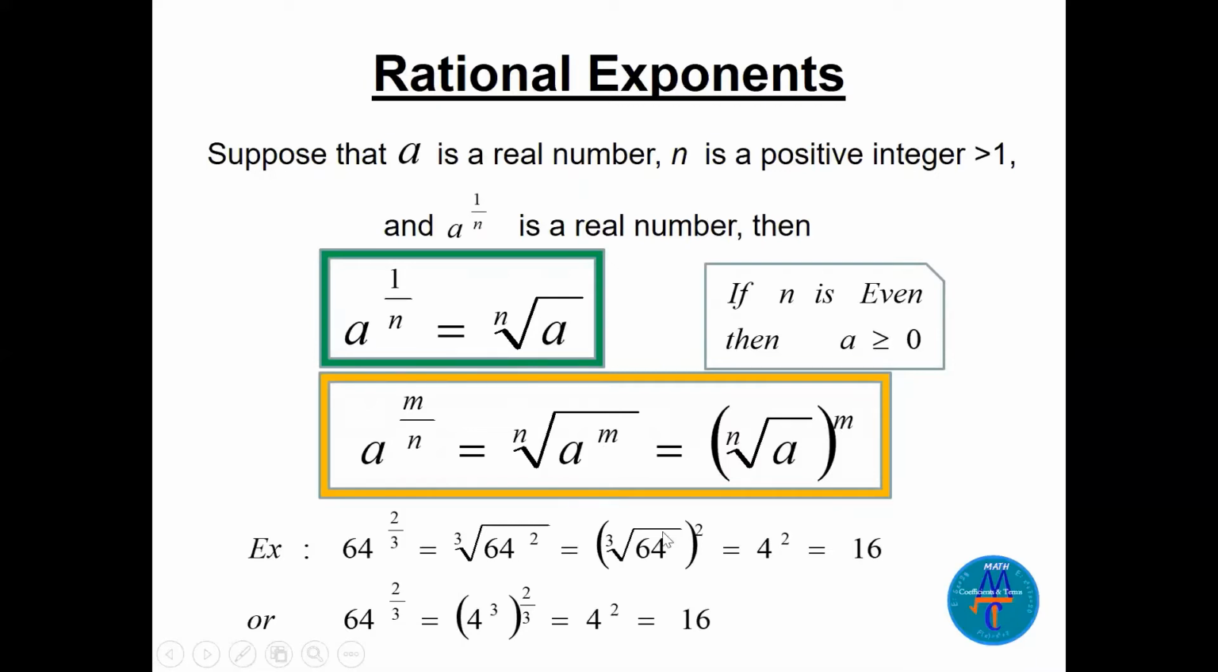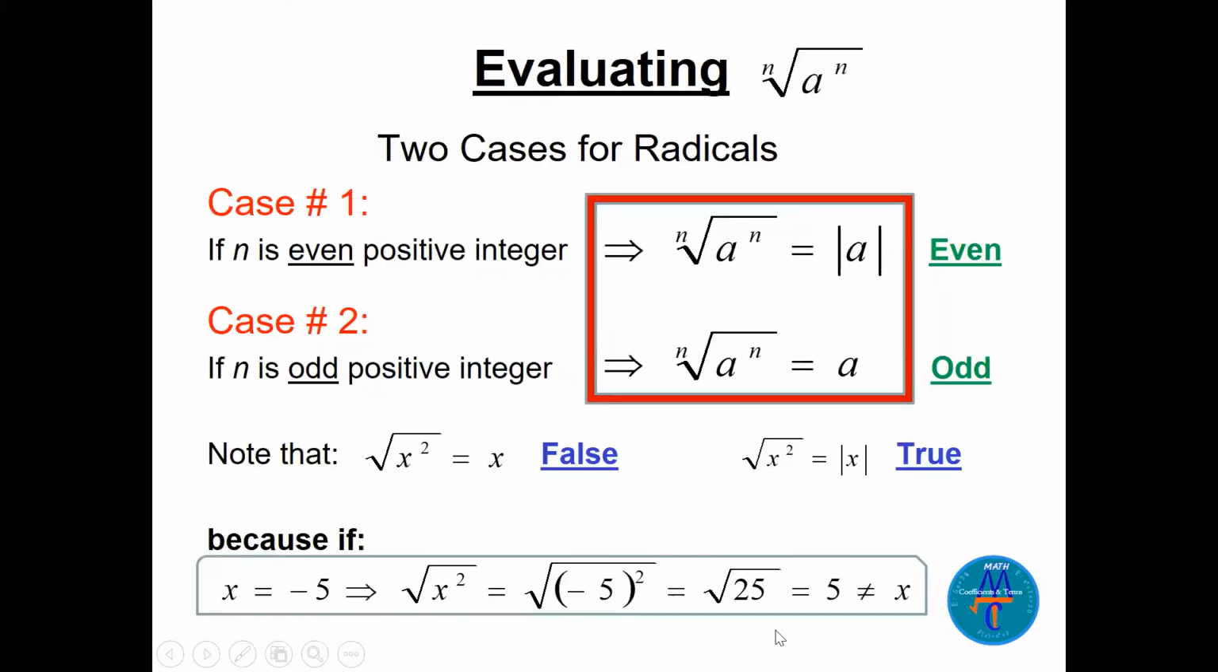This is a simple example here. You can read 64 to the power 2 over 3. So if you need the simple answer, it's 16. I put one method here by using this formula, or another method by using the power here. 64 is 4 cubed, times 2 over 3, multiply the power. If you know the properties in the two powers, you multiply the power. So the answer is 16.